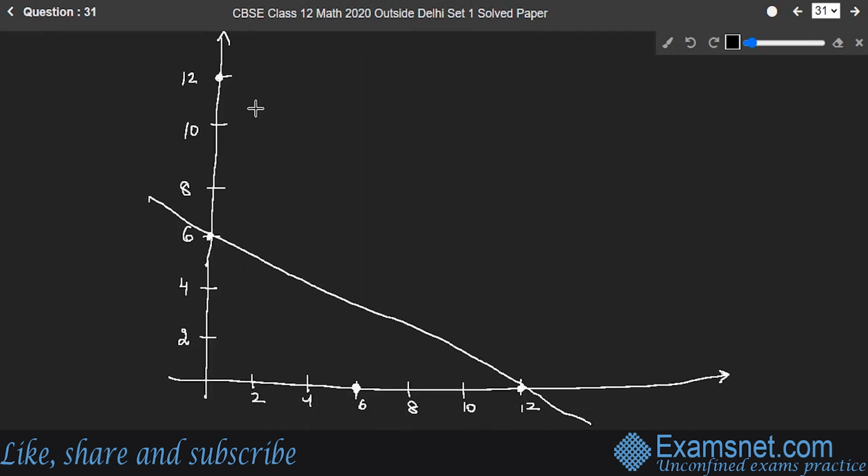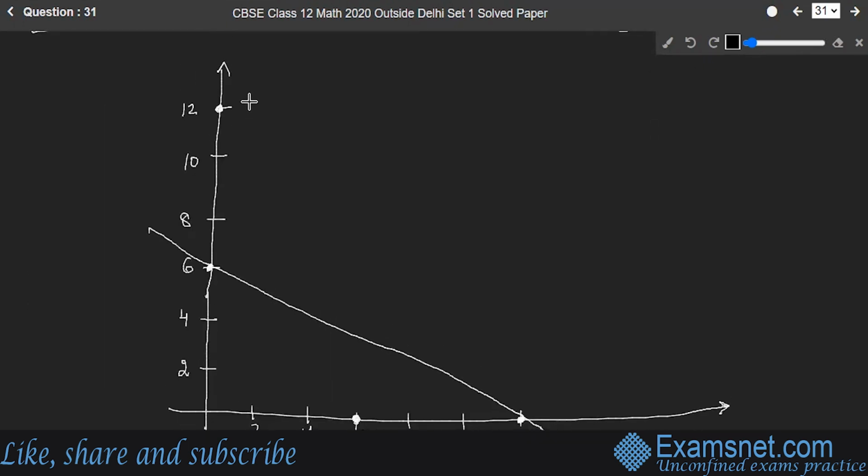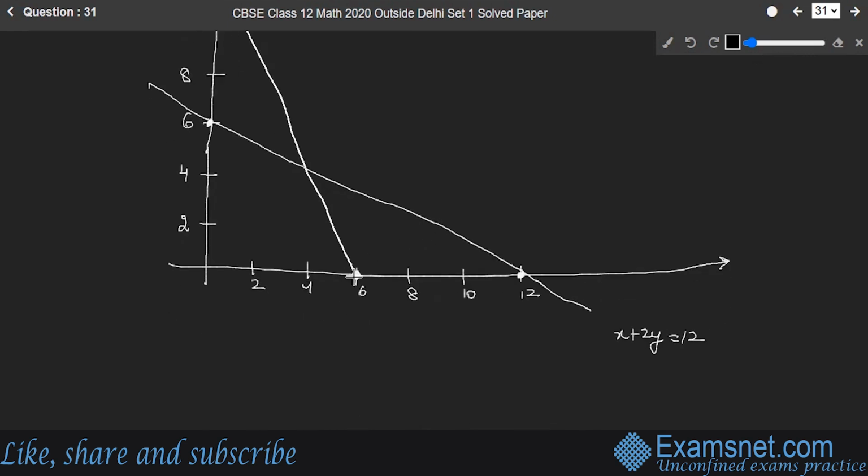Okay, now let's join them. It's not a straight line actually. I'll try to make a straight line. So here is the straight line. Okay, fine. So this is the line 2x plus y is equal to 12.